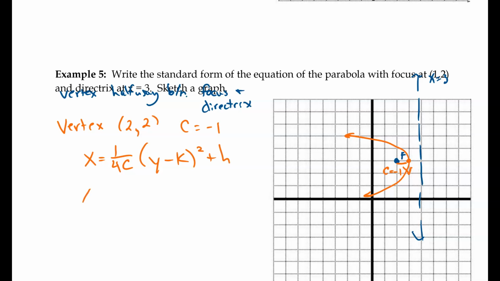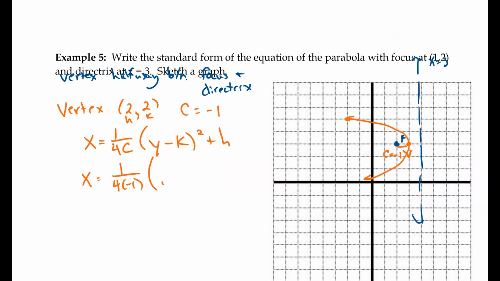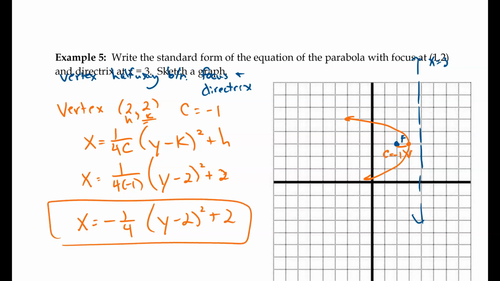Well, let's plug it in. Well, we know that c is going to be -1, so we got 1 over 4 times a -1. Put your parenthesis here. We also have the fact, here's our h and k. Okay, so with that, we're going to go y minus 2 squared, because this is k, plus 2. And then we'll just finish simplifying that. So it's a -1/4 times quantity y minus 2 squared plus 2. And that is the equation of the parabola, which has this focus and this directrix.